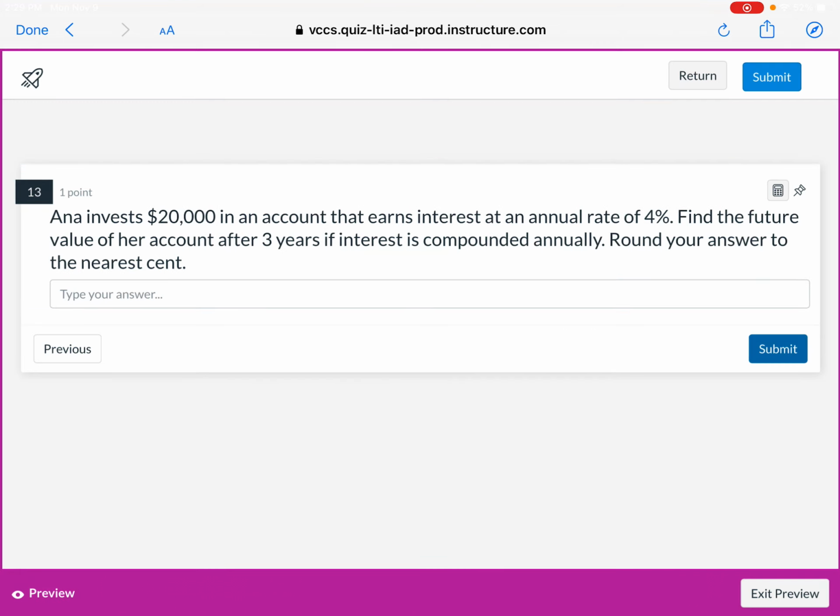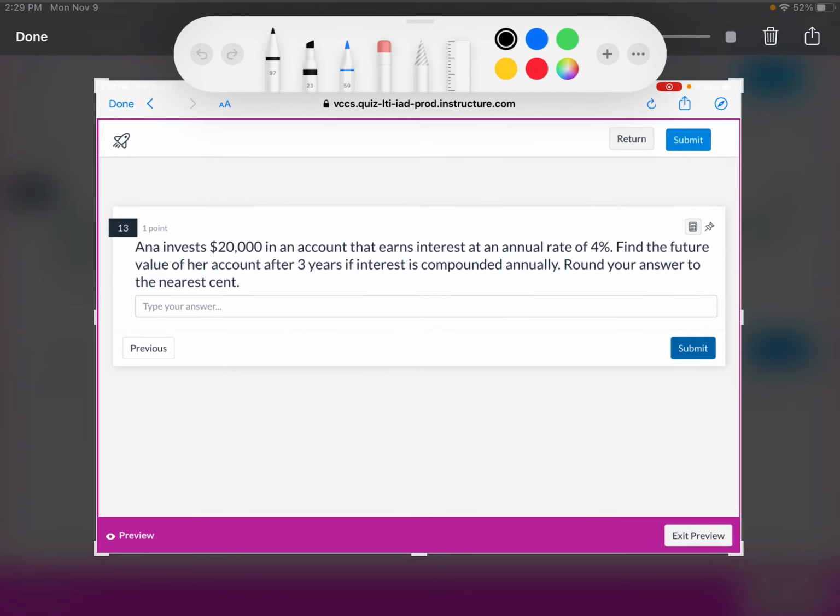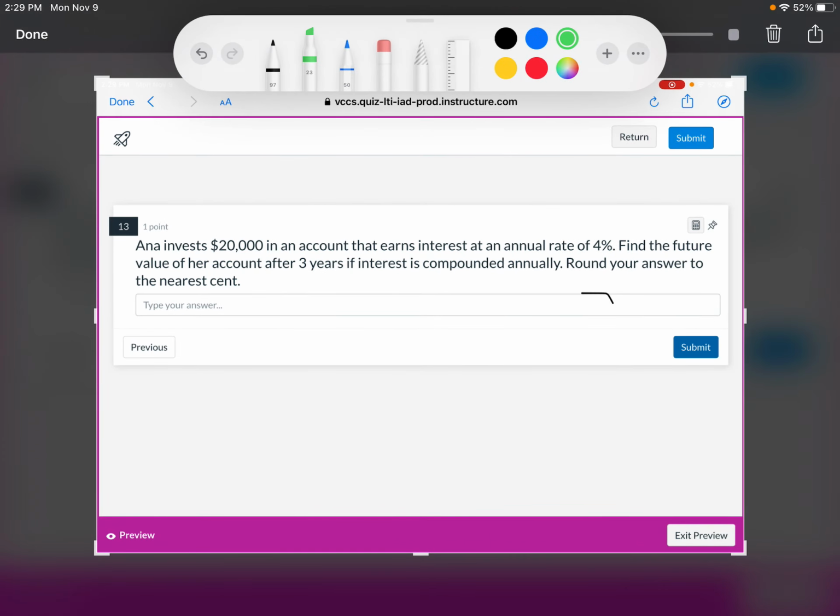All right. Last problem. Anna is investing this time and she is compounding annually. Compounding annually. So let me highlight some important stuff. $20,000 is how much money she has. 4% interest rate, that's pretty good. 3 years, kind of a short period, but compounded annually.